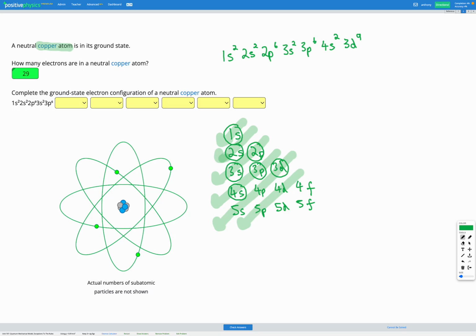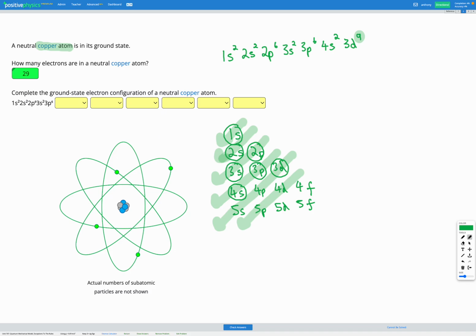However, there are some exceptions to these rules. Copper is one of the examples of something with an exception. And the exception often comes up when we have a situation where our d orbital would be nearly full. So it's got 9 here. To be full, it would have 10. That would make it really stable.